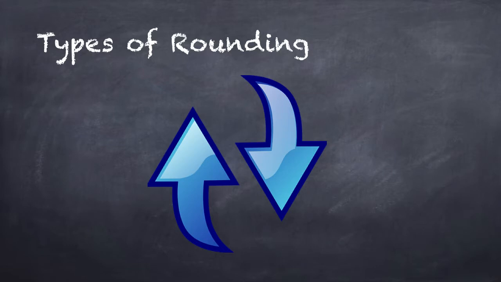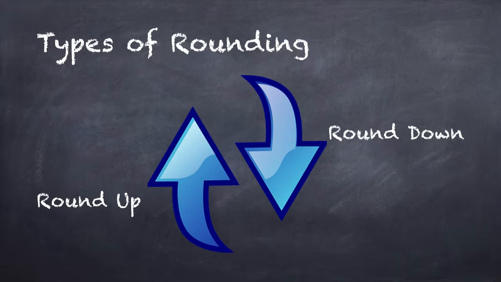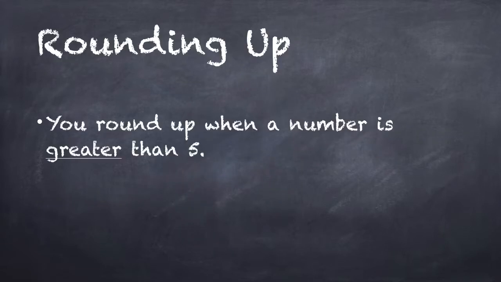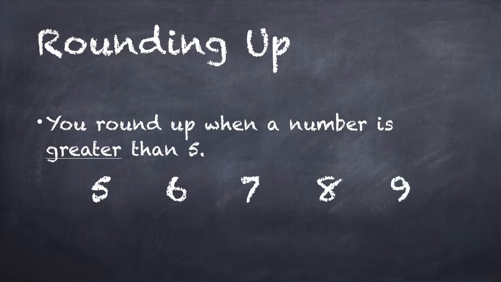So, there are two types of rounding: rounding up and rounding down. The last 3 examples we did showed us both rounding up and rounding down. Rounding up occurs when a number is greater than or equal to 5. The numbers that indicate rounding up will include 5, 6, 7, 8, and 9.